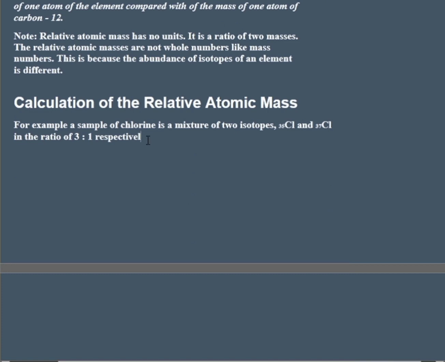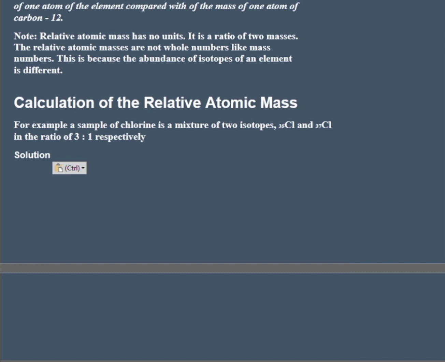A sample of chlorine is a mixture of two isotopes, chlorine 35 and chlorine 37, in the ratio of 3 to 1 respectively. Now we want to calculate the relative atomic mass of this given chlorine. Let's look at the solution now for this.